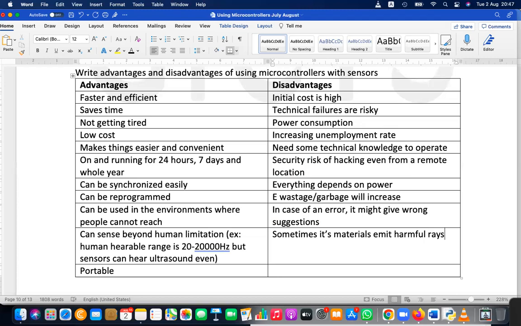Some elements are there, some elements like mercury. Mercury is not an issue in terms of rays, but the thing is it can easily spoil water resources. So environmental pollution can happen. So these are disadvantages. So please write down these factors and indicate once you are done.